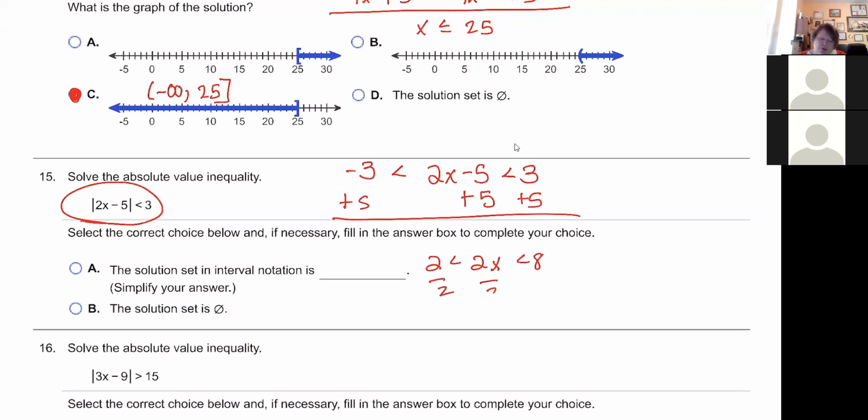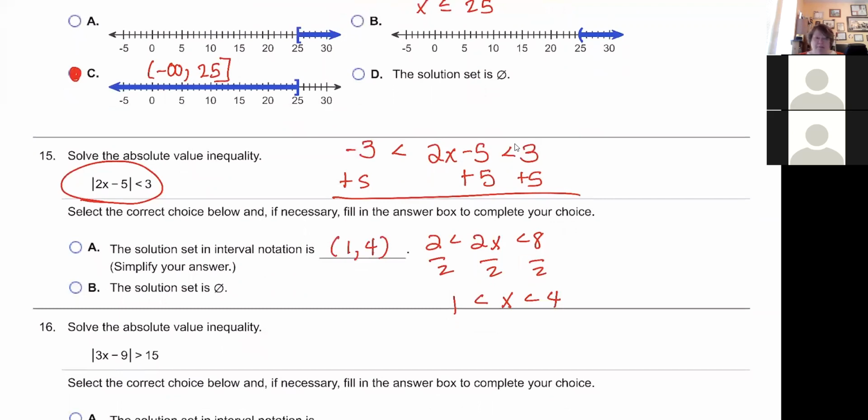Divide everything by 2, and we get x is greater than 1 and less than 4. So in interval notation, that's all the numbers between 1 and 4. And we use parentheses because we do not have equality. We have less than. So we don't use brackets. We're going to use parentheses.